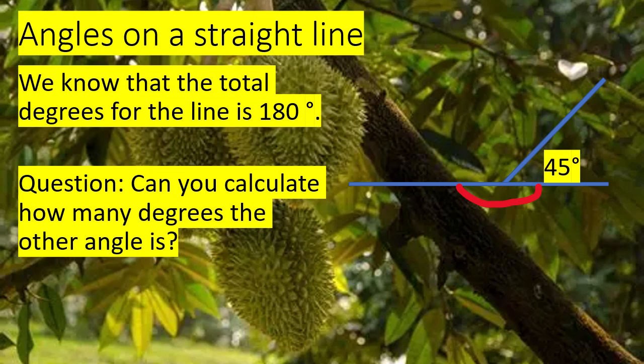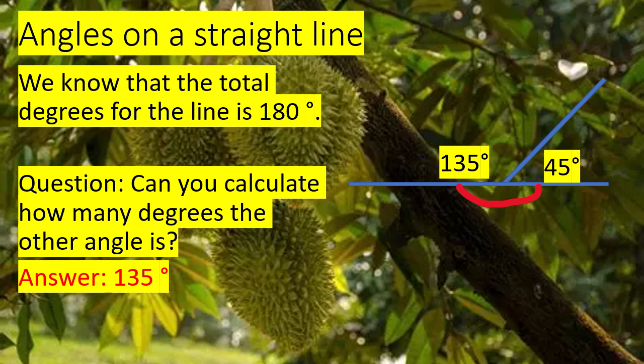So now we're going to look at angles on a straight line. We know that the total degrees for the line is 180, and you can see in the picture we have a line coming down and joining the straight line at an angle of 45 degrees. Can you calculate how many degrees the other angle is? And the answer is 135 degrees. Because we know the 2 of them together have to come to 180 degrees, and 180 minus 45 equals 135.